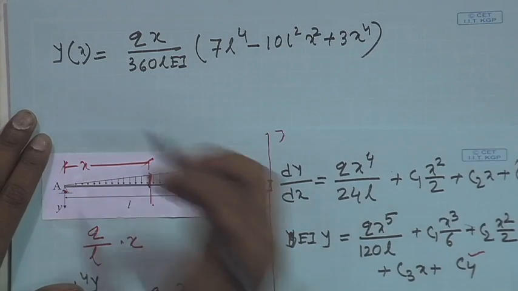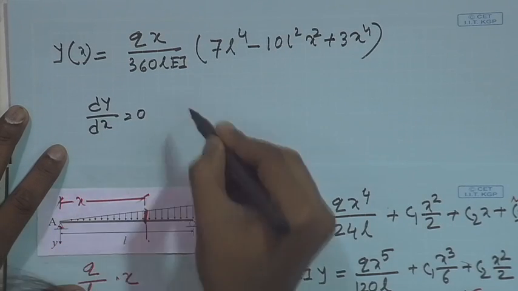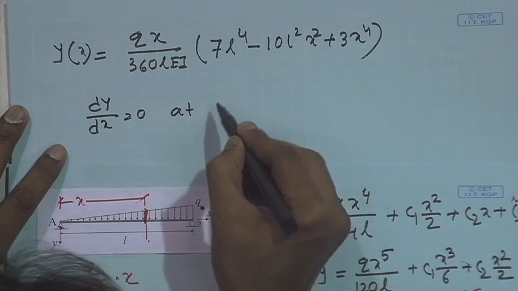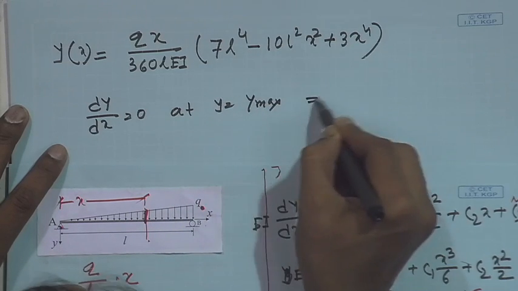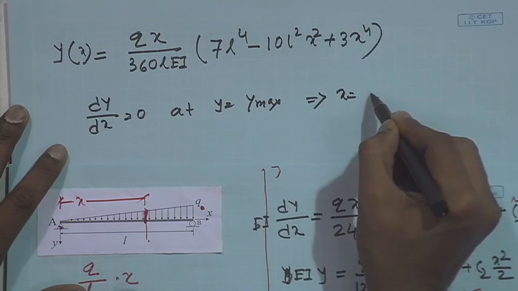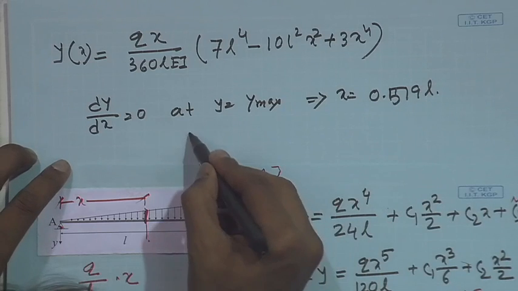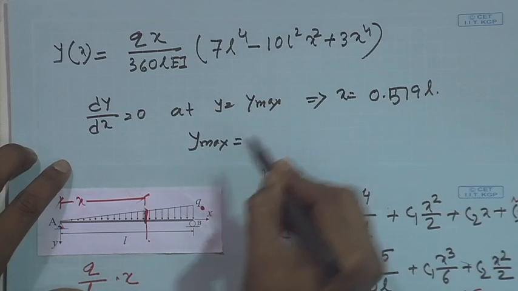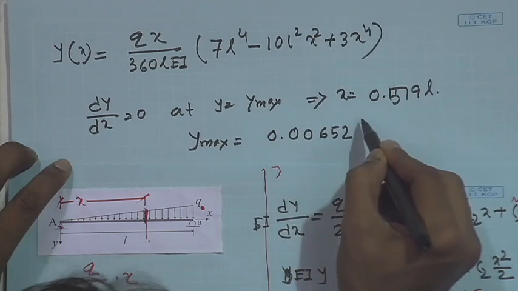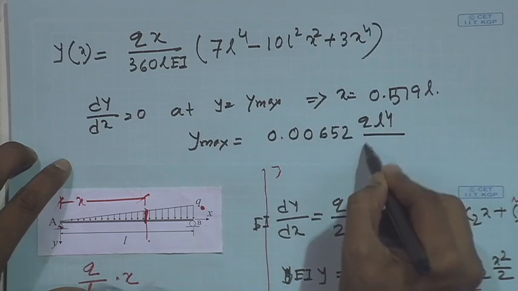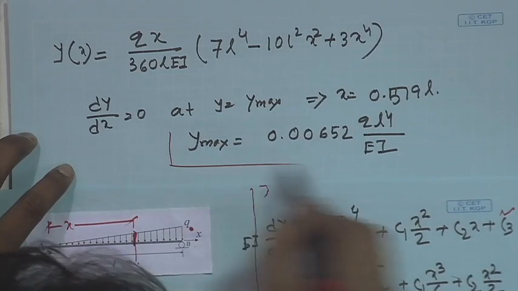So, again you take dy/dx, then the rest of the thing is the same. dy/dx is equal to 0 at y equal to y max, and this will give you x is equal to 0.5519, just like the previous case, and the final y max is equal to 0.00652 qL to the power 4 by EI. Again, please do not take these results for granted, please verify yourself.